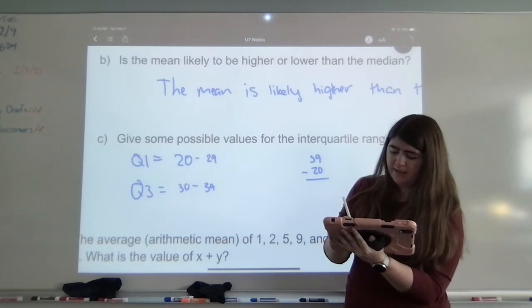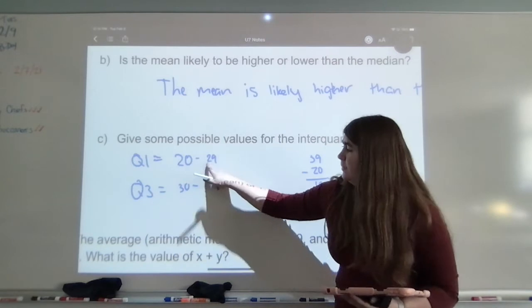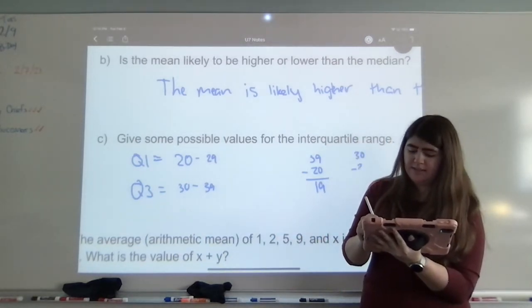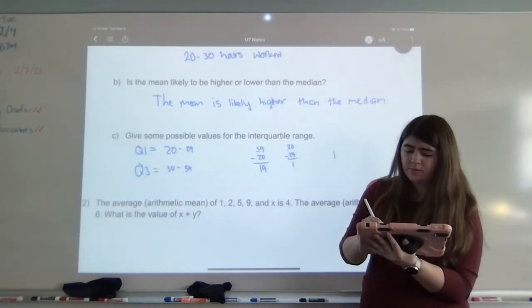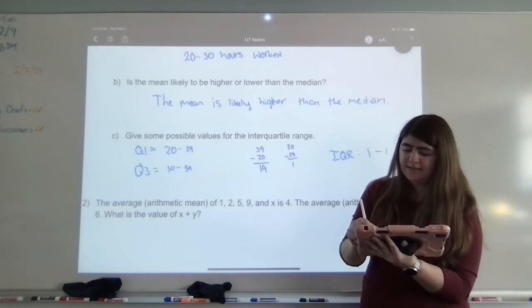which gives me 19, and then the other subtraction you do is with these two pieces. So I have 30 and 29, which is a difference of 1. So my interquartile range as a possible value could be anywhere from 1 to 19.